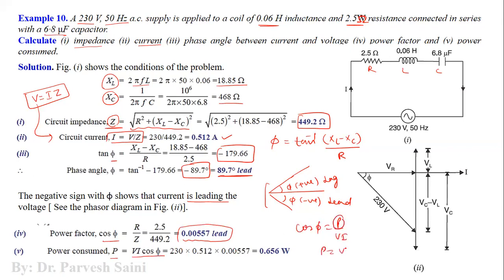So P is equal to VI cosine phi. This is how we can find it out. The phasor diagram is shown here because it is more of a capacitive circuit, because the phase angle is leading here, the power factor is leading here. So power factor will lead only in the capacitive circuit. So the resultant is in the lower quadrant basically. The resultant is here, right?